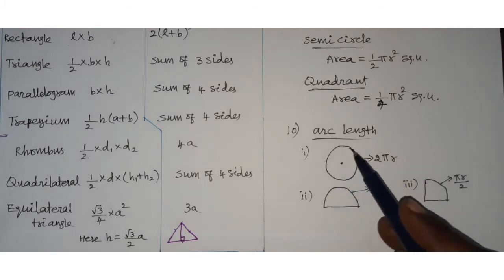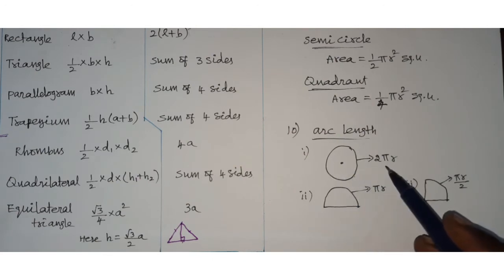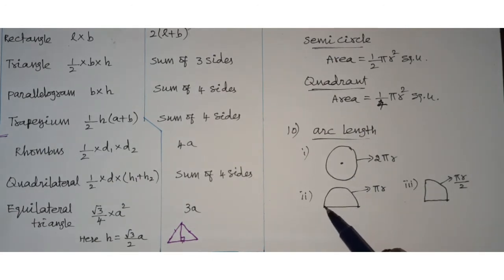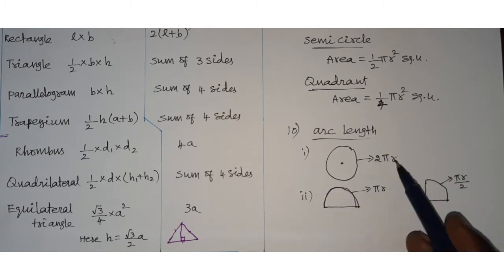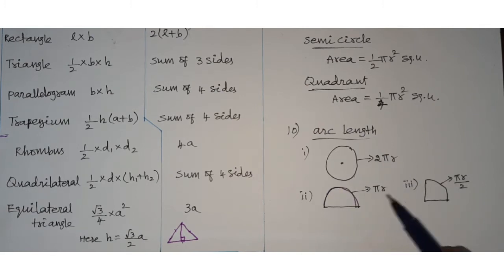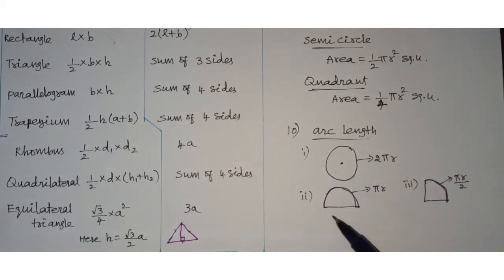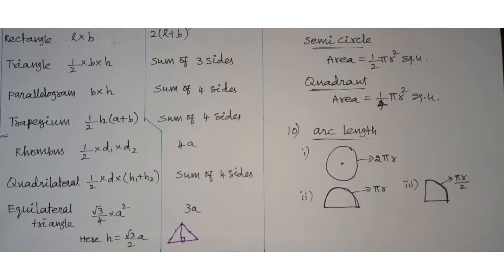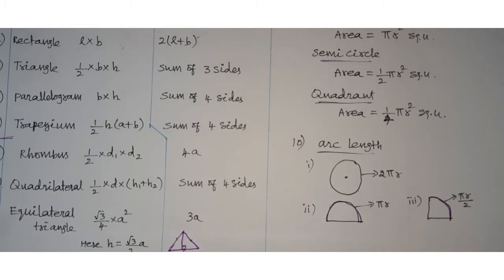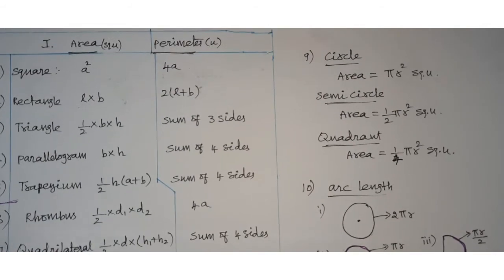Arc length: the full circle perimeter is 2 pi r. In a semicircle, this arc length alone is half of 2 pi r, that is pi r. Then in a quadrant, this arc alone is pi r by 2. So remember students, full circle arc 2 pi r, semicircle arc pi r, quadrant arc pi r by 2. Remember these formulas, then only we can do the sums. Now we will start the exercise sums.